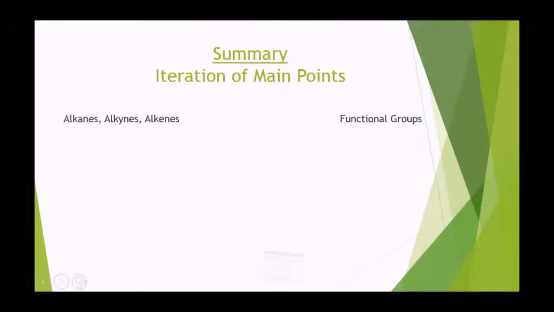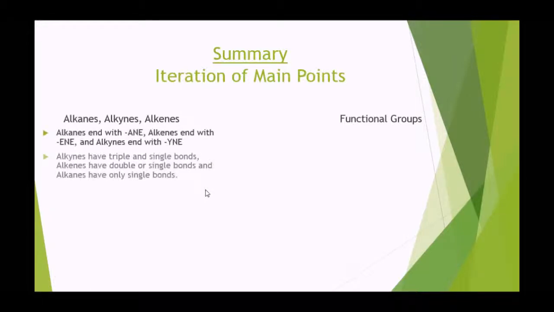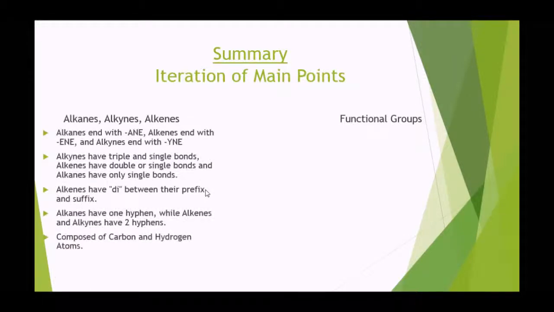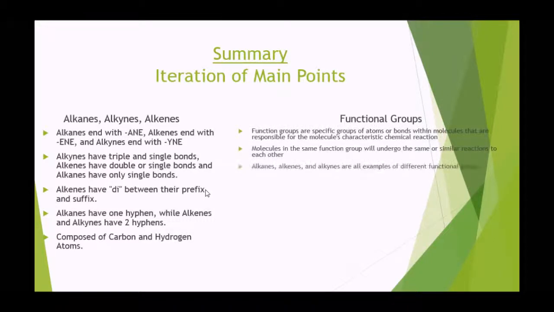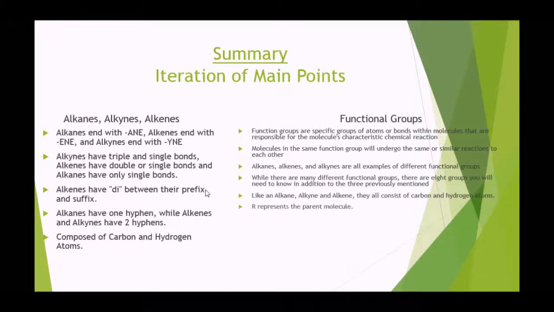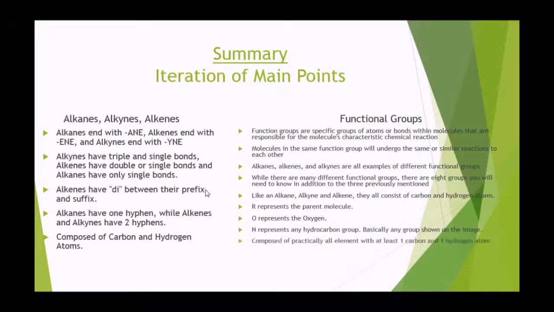In summary, functional groups are specific groups of atoms or bonds within molecules that are responsible for the molecule's characteristic chemical reaction. Molecules in the same functional group will undergo the same or similar reactions to each other. Alkanes, alkenes, and alkynes are all different functional groups. While there are many different functional groups, there are 8 groups you'll need to know in addition to the 3 previously mentioned. Like alkane, alkyne, and alkene, they all consist of carbon and hydrogen atoms. R represents the parent molecule, O represents oxygen, N represents any hydrocarbon group. Composed of practically all elements with at least 1 carbon and 1 hydrogen atom.